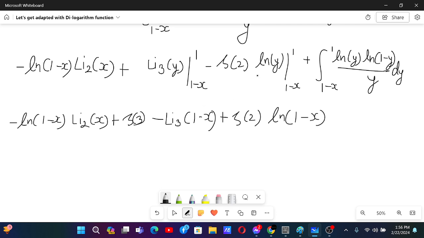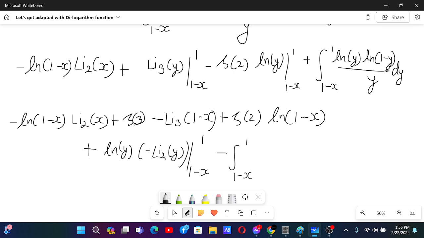Okay. Now let's use integration by parts for this one, and let us say that ln y is u and this one is dv. Then we get ln y times, that will just be minus Li2 of y, going from 1 minus x to 1. Okay, minus integral from 1 minus x to 1. Now this is just 1 by y, and this is minus Li2 of y, dy. Now minus minus cancels and this becomes plus. Now this is also easier to evaluate.